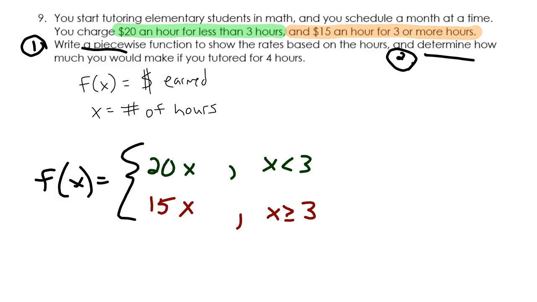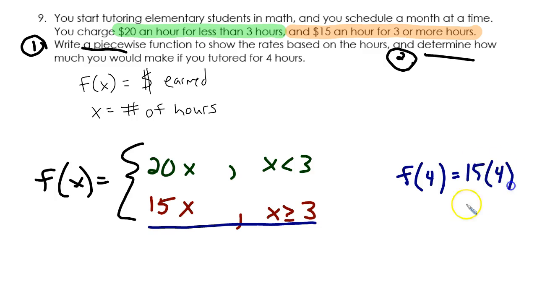This question says, well, how much would it cost you for 4 hours? That would be f of 4, because x is the number of hours. Well, I have to make sure that I choose the right one, which is the bottom guy here, because 4 is greater than 3. So that would be $15 times 4 hours, which is $60.